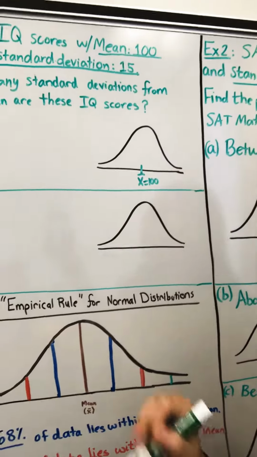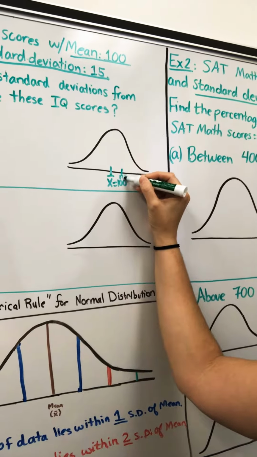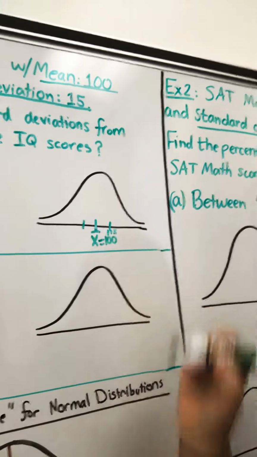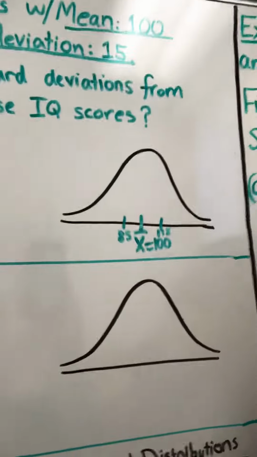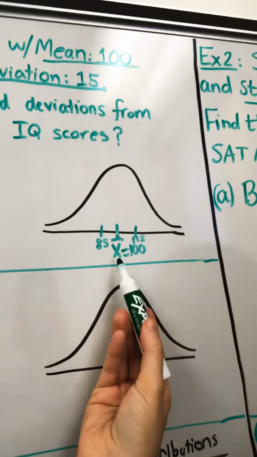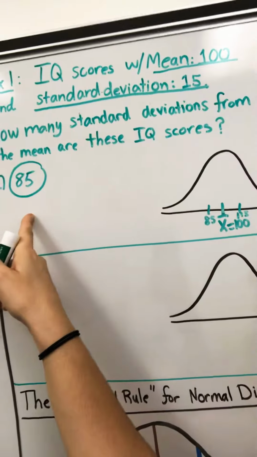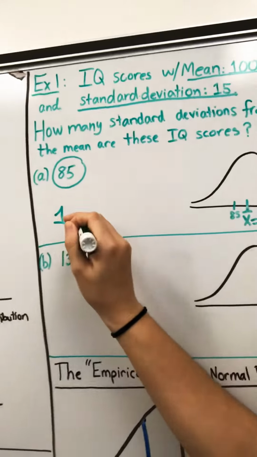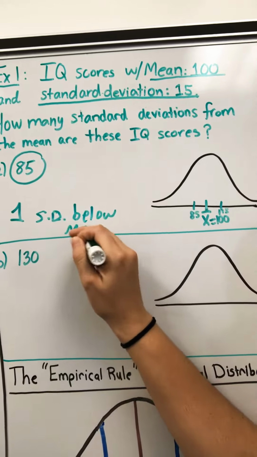All right, so what we're noticing here is that because the standard deviation is 15, if I went 15 units to the right, I'd be at 115 for my IQ score. That would be one standard deviation above. But if I went 15 units to my left, what's 100 minus 15? That's right, 85. So one standard deviation to the right is an IQ score of 115, and one standard deviation left of the mean is 85. So the question was, how many standard deviations would the IQ score of 85 be? Well, it looks like it's one standard deviation below the mean.